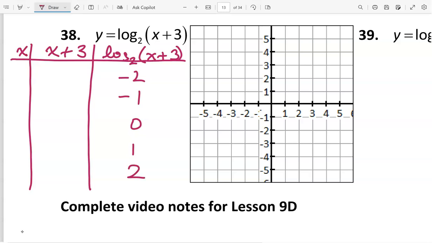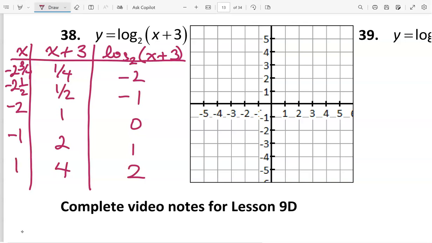And our base is 2. 2 to the negative 2 is 1/4. 2 to the negative 1 is 1/2. 2 to the 0 is 1. 2 to the 1 is 2. 2 to the 2 is 4. To get from x plus 3 to x, we have to subtract 3. 1/4 minus 3 is negative 2 3/4. 1/2 minus 3 is negative 2 1/2. 1 minus 3 is negative 2. 2 minus 3 is negative 1. 4 minus 3 is 1.